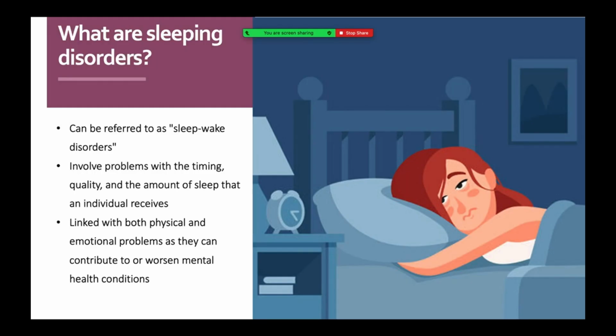So, what are sleeping disorders? Sleeping disorders can also be referred to as sleep wake disorders, and they involve problems with the timing, quality, and the amount of sleep that an individual gets. According to the American Psychiatric Association, sleeping disorders are often linked to both physical and emotional problems as they can contribute to or worsen mental health conditions.